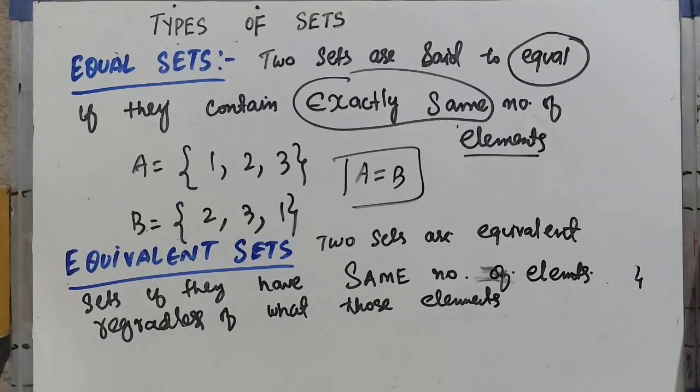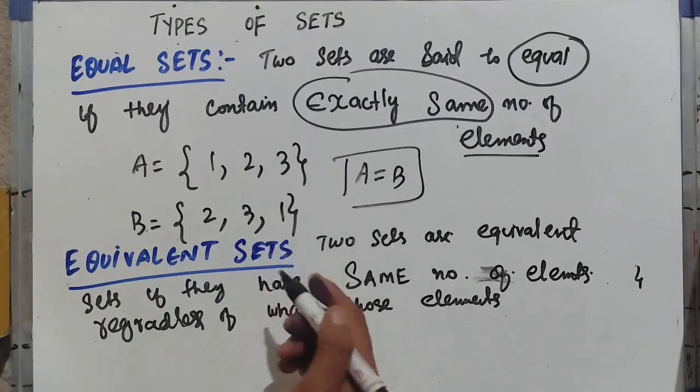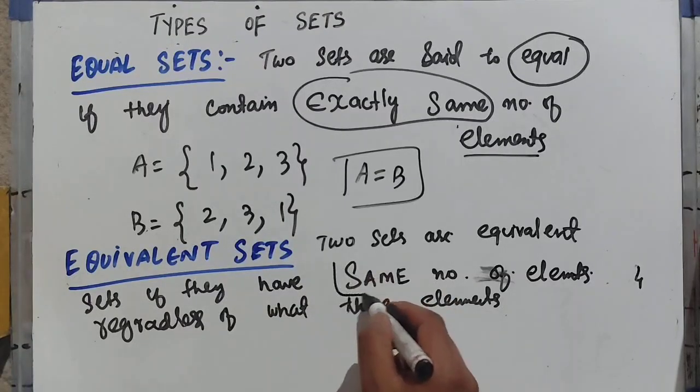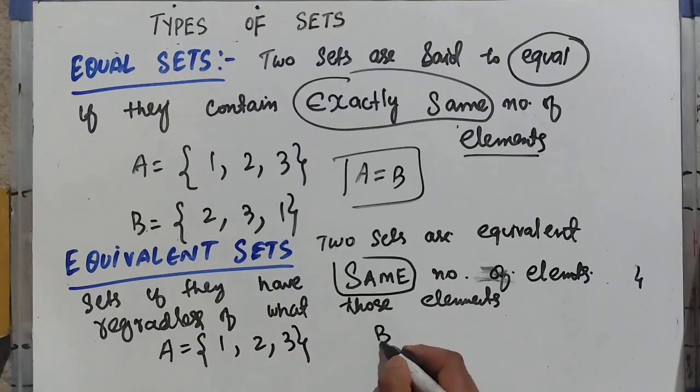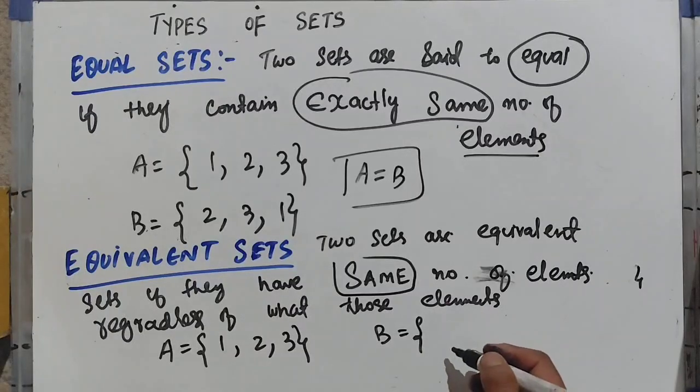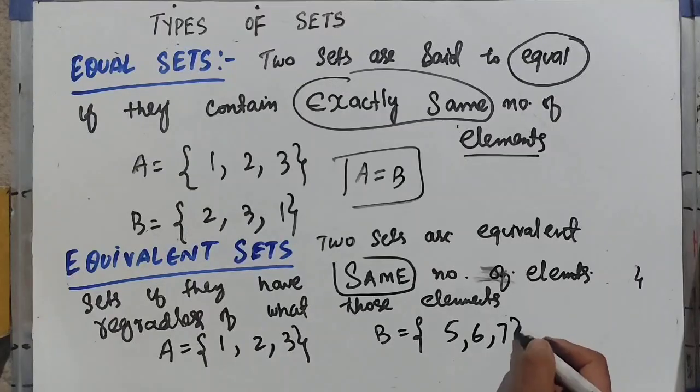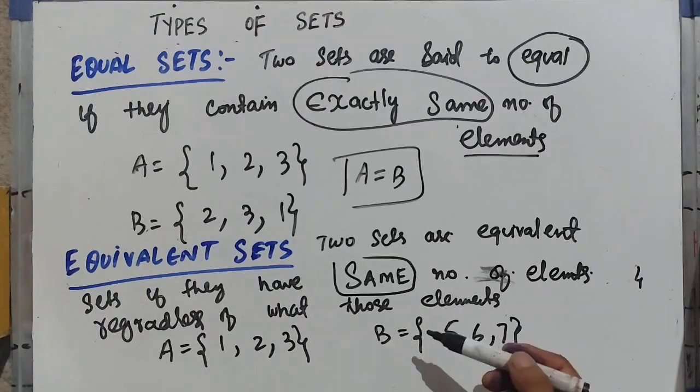Okay, if two sets have the same number of elements, regardless of what those elements are. If I take a set, let us suppose A is a set which contains the numbers 1, 2 and 3, and I have another set B which contains, let us suppose, 5, 6, 7. We say these two sets are equivalent sets.